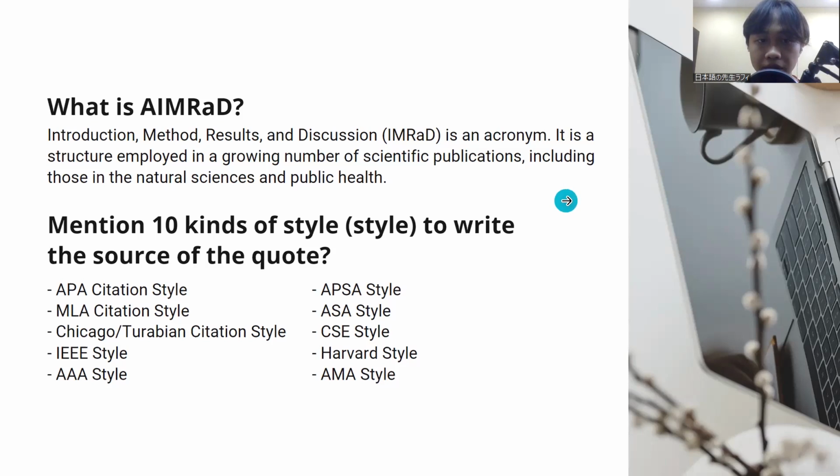And the next question is to mention 10 kinds of styles to write the source of the quote. The first is APA style, MLA, Chicago or Turabian, IEEE, AAA, and also APSA style, ASA, CSA, Harvard style, and also AMA style.